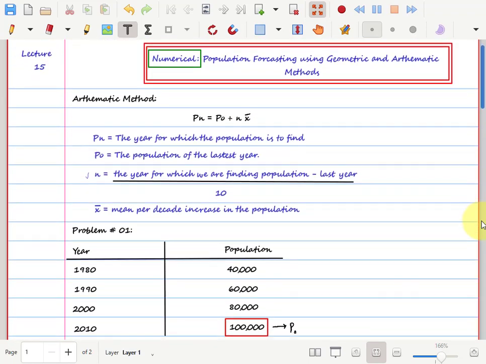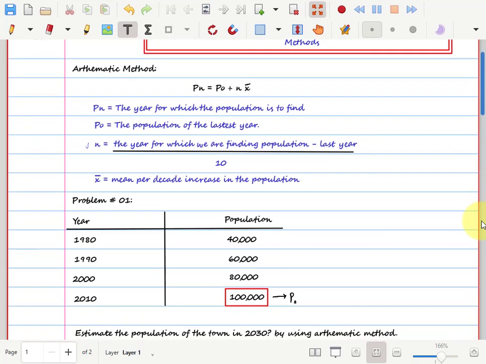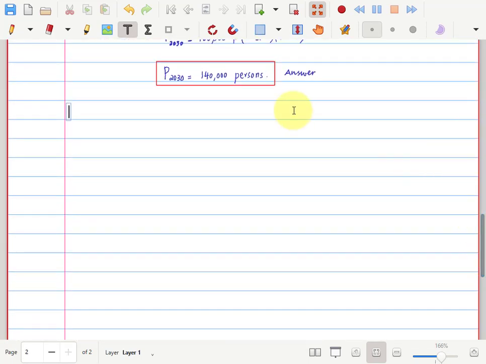Now there is another method to find out the population or population forecasting. That is known as the geometric method. Before moving to the geometric method, we need to know one thing. Let's try to solve another problem related to the arithmetic method.